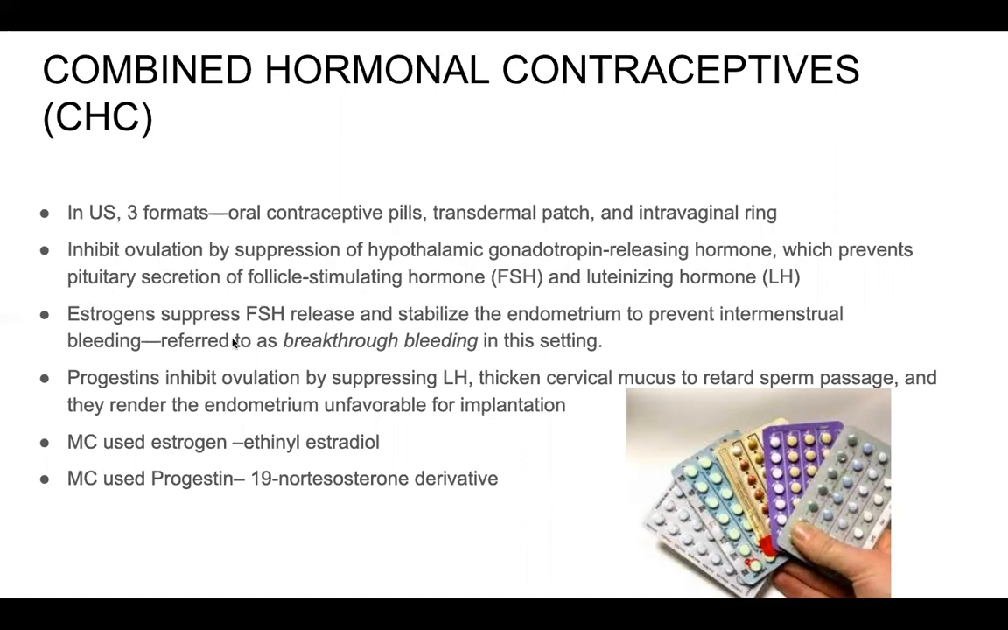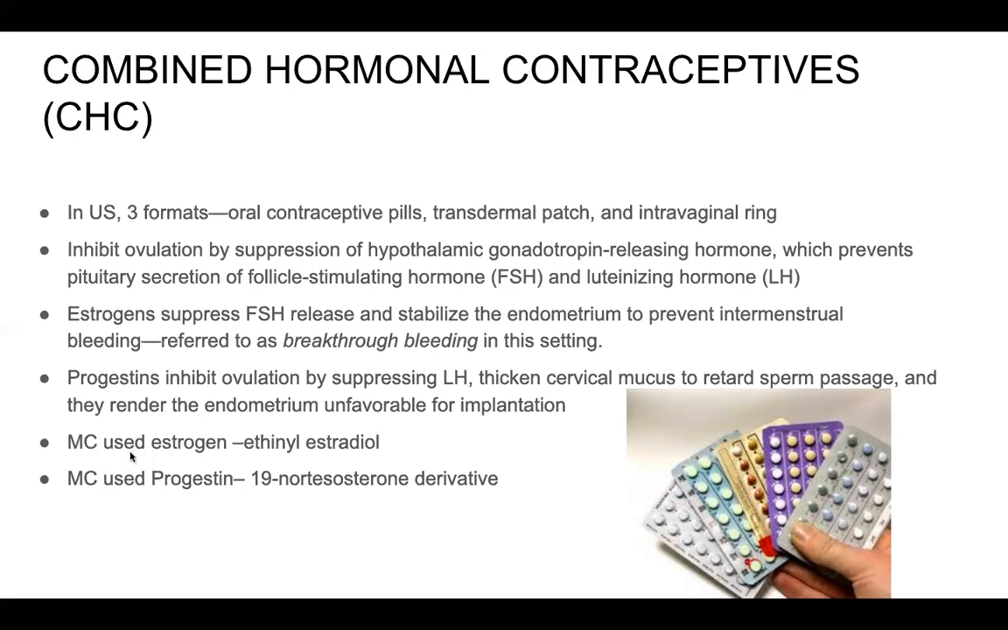You have estrogens that suppress the FSH release and stabilize the endometrium to prevent intermenstrual bleeding, referred to as breakthrough bleeding in this setting. And you have your progestins that inhibit ovulation by suppressing the LH, thicken your cervical mucus to deter any sperm passage, and render the endometrium unfavorable for implantation. So that's kind of how they work.